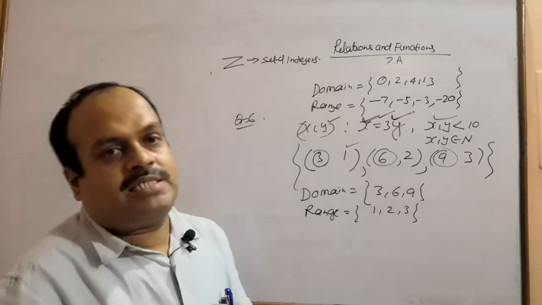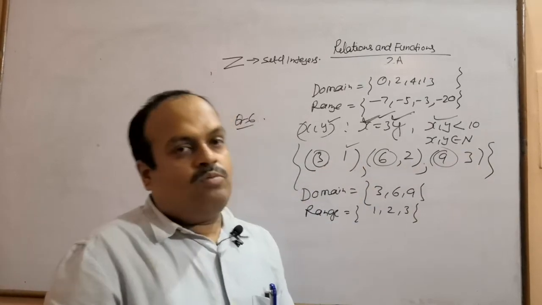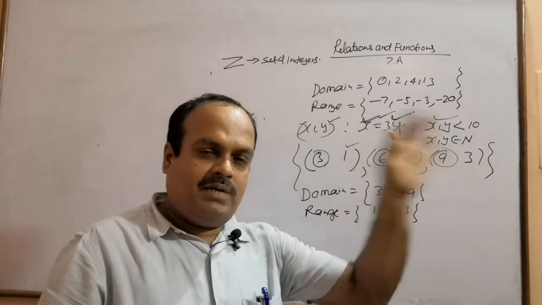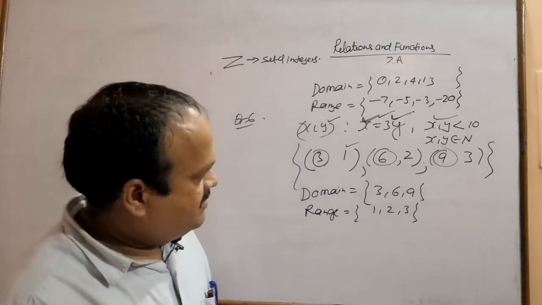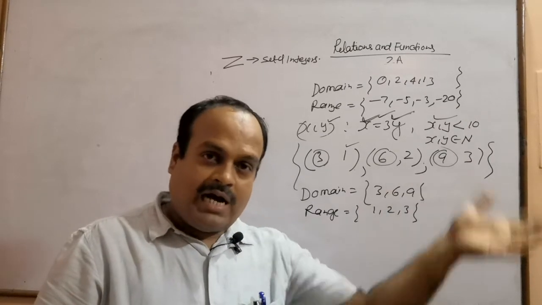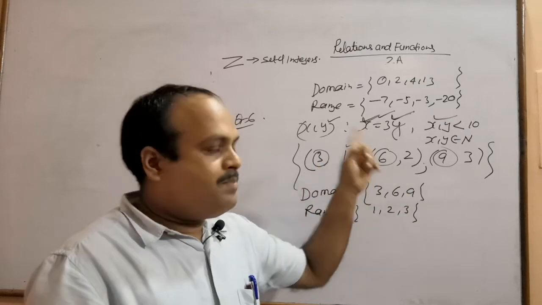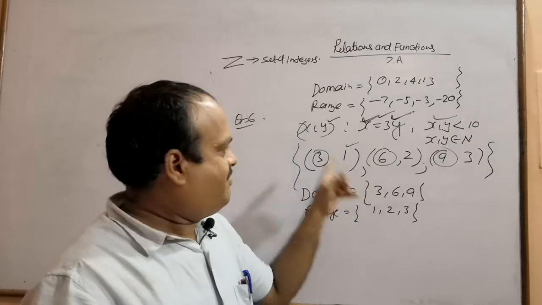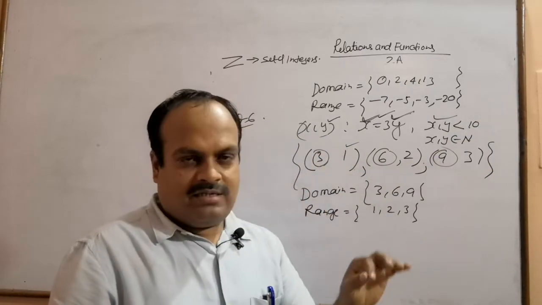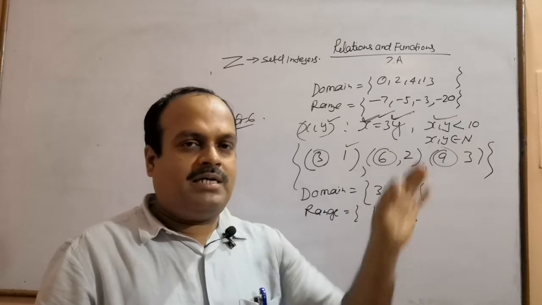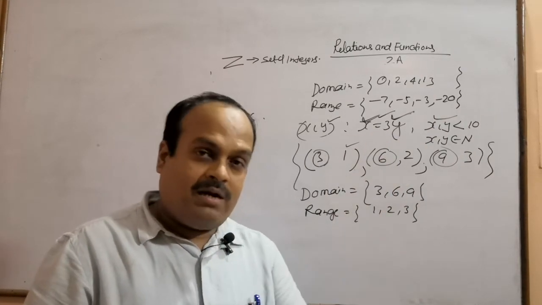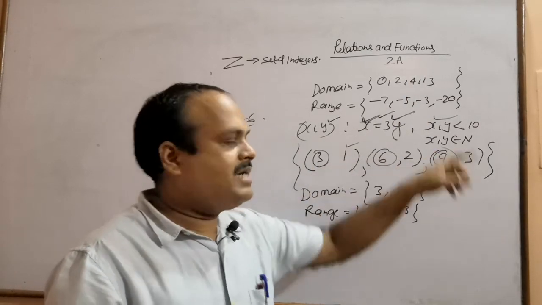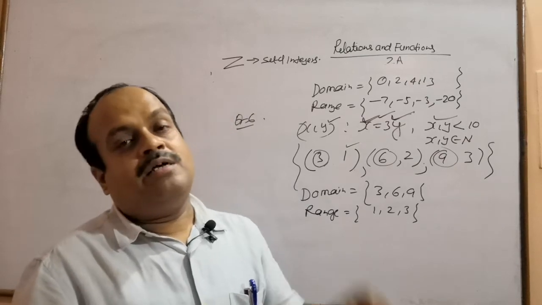Range is the set of collection of second entries of every element, while the domain of a relation is the set of collection of first entries of every element of the relation R. If there is a relation R, then the set of first entries of every element is 3, 6, 9. So when you write 3 comma 6 comma 9 in a pair of curly brackets, that set will be called the domain of the relation, while the set of second entries of every element of the relation will be called the range of the relation.